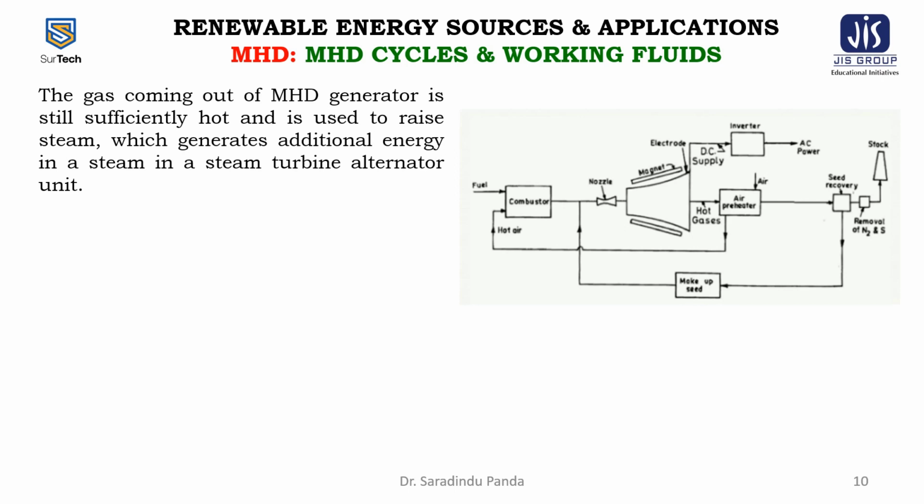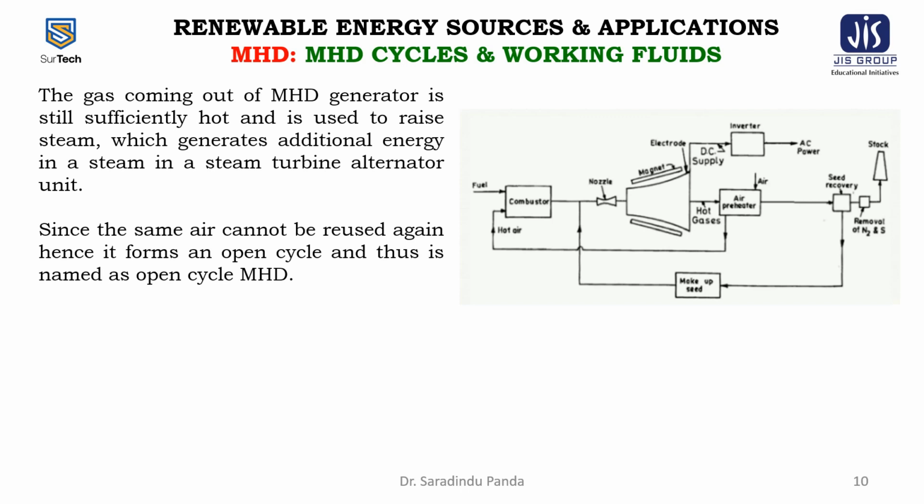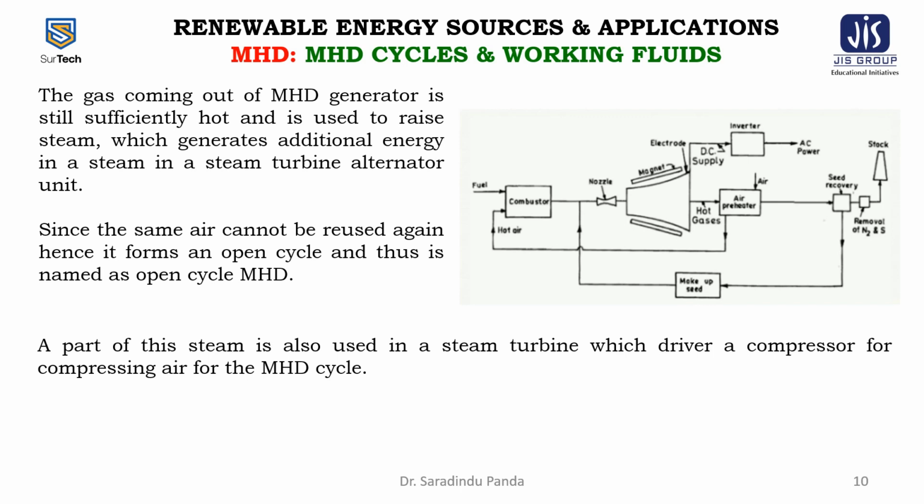The gas coming out of the MHD generator is still sufficiently hot and is used to raise the steam, which generates additional energy in a steam turbine alternator unit. Since the same air cannot be reused again, it forms an open cycle and thus is named the open cycle MHD. A part of this steam is also used in a steam turbine which drives a compressor for compressing the air for the MHD cycle.